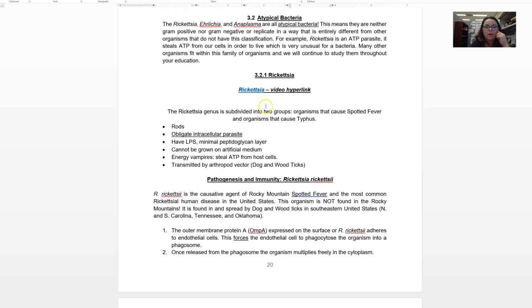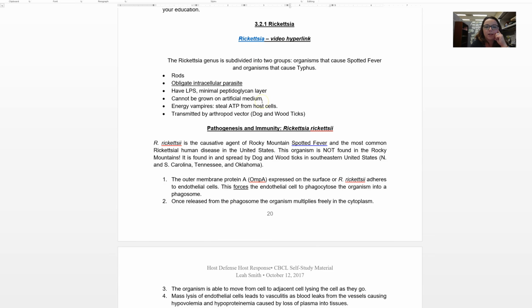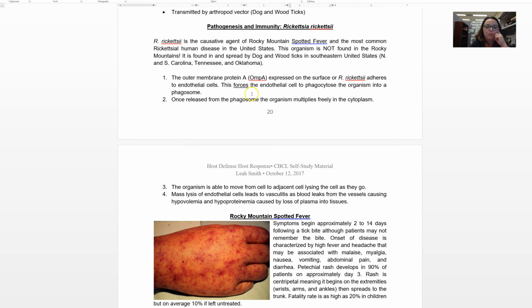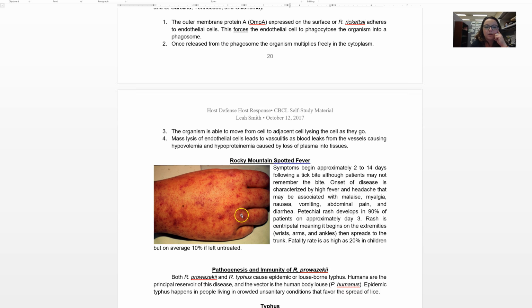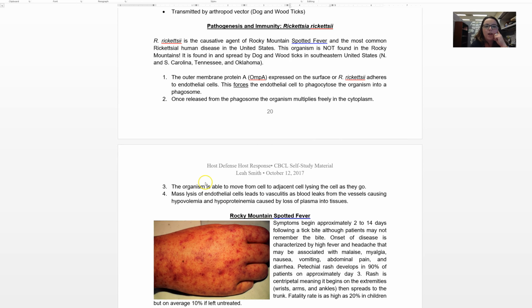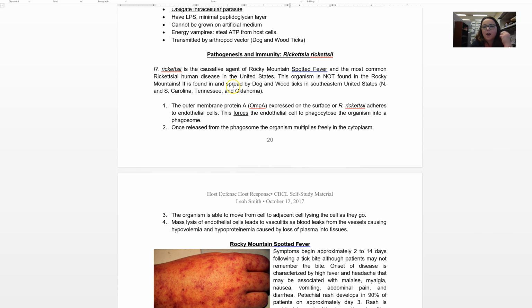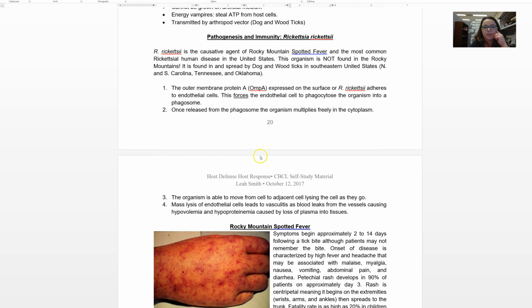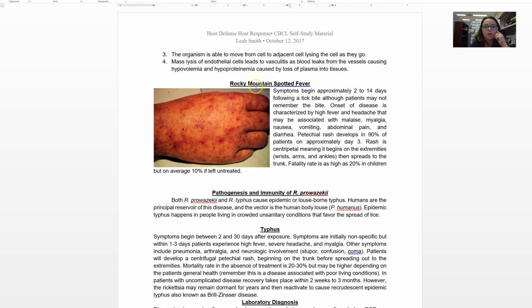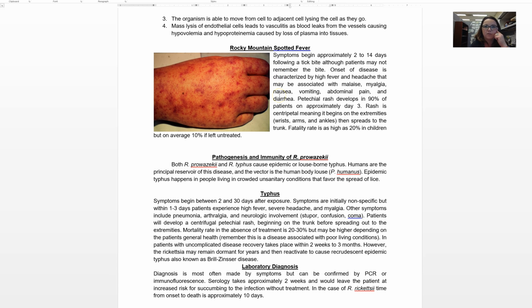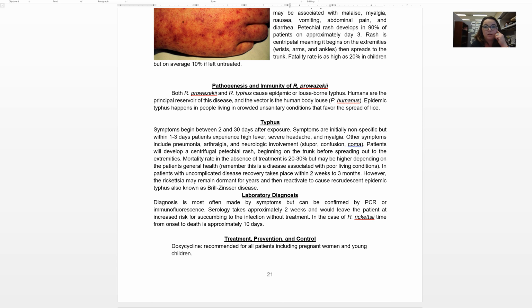I would say that knowing these 3 organisms, Rickettsia, Ehrlichia, and Anaplasma, would be a good idea, particularly Rickettsia. The Rickettsia is actually an important group. Rickettsia is the causative agent of Rocky Mountain spotted fever, and it's actually the most common rickettsial infection within the United States. And the important thing to note, even though it's called Rocky Mountain spotted fever, you don't find it in the Rocky Mountains. You actually find it on the East Coast, so bad naming.